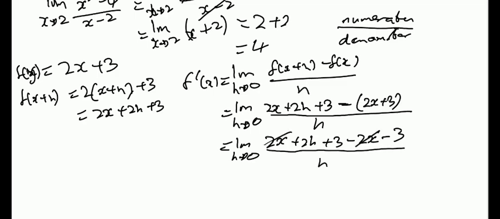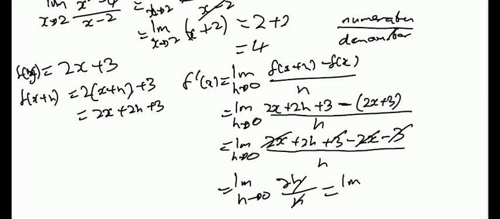Then negative 2x and 2x cancels. Positive 3 and negative 3 cancels. You are left with the limit as h approaches 0 of 2h over h. Then h cancels h. You are left with the limit as h approaches 0 of 2. So you ask yourself, what is the limit as h approaches 0 of 2?